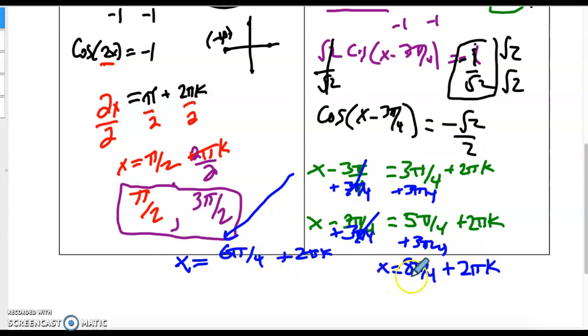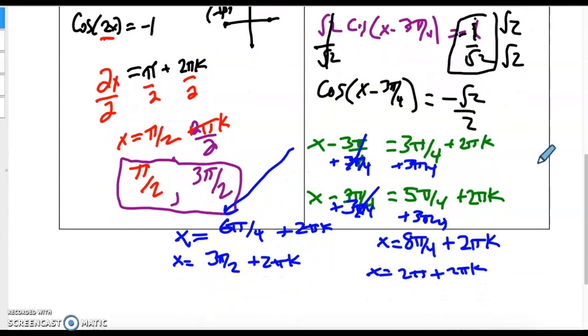You can simplify first. So this would be 3 pi over 2 plus 2 pi k. This would be 2 pi plus 2 pi k. And actually, these aren't over the same denominator. I don't know why I said that. So 2 pi plus 2 pi k, remembering that I'm captured between 0 and 2 pi. So my answers have to be between 0 and 2 pi inclusive.